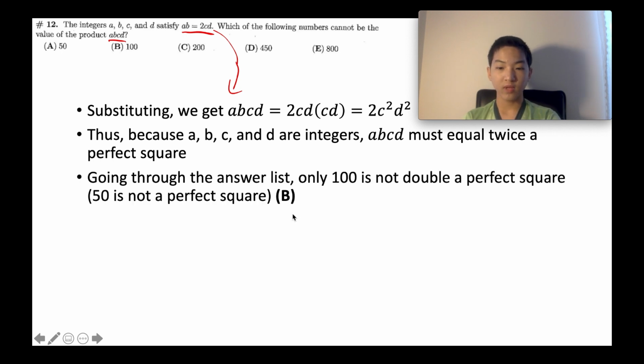And just to make sure everyone knows why, we have 2 here, which is where the twice comes from, and then we have C squared D squared, which is a perfect square because that's also just equal to CD squared.